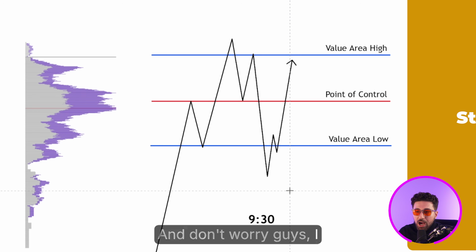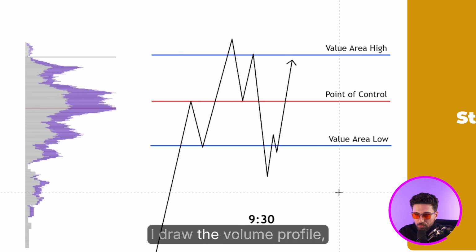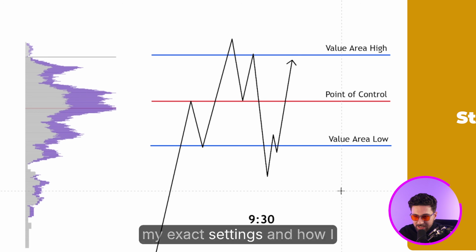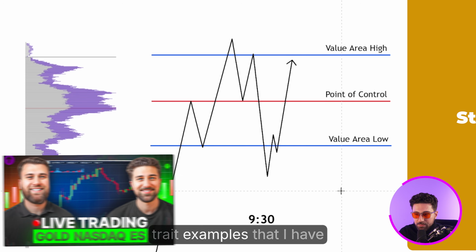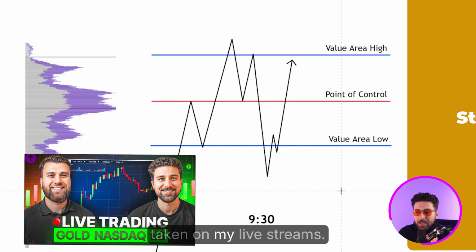And don't worry guys, I will show you exactly how I draw the volume profile, my exact settings, and how I will use them during my live trade examples that I have taken on my live streams.